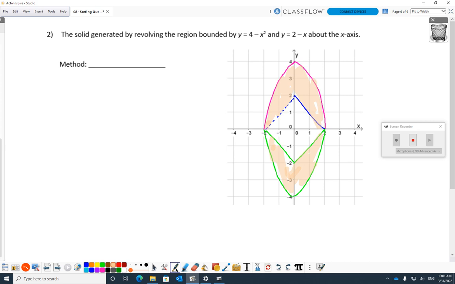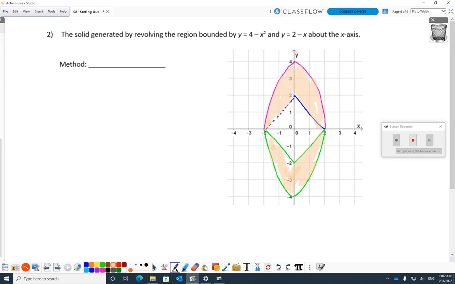2 minus x: 2 minus 1 is 1, 2 minus 2 is 0. And the rest I just get from revolving. So this equation isn't 2 minus x over here. This equation over here is x plus 2. So that's the only part I'm drawing, and then the rest is by revolution, yeah?